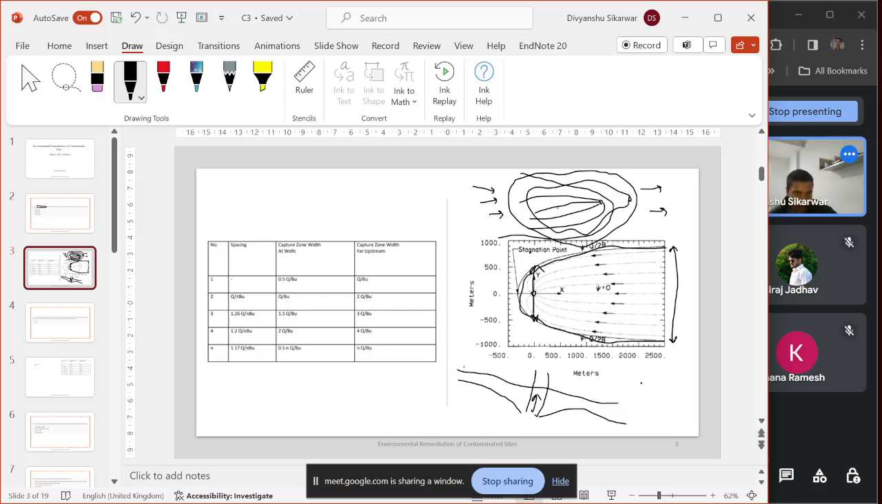Here we only have one well. If we put, for example, six wells, this type of figure will be there. So the question is asking for this width as well as the upstream width. You have to calculate these two values. So now you understand the question.